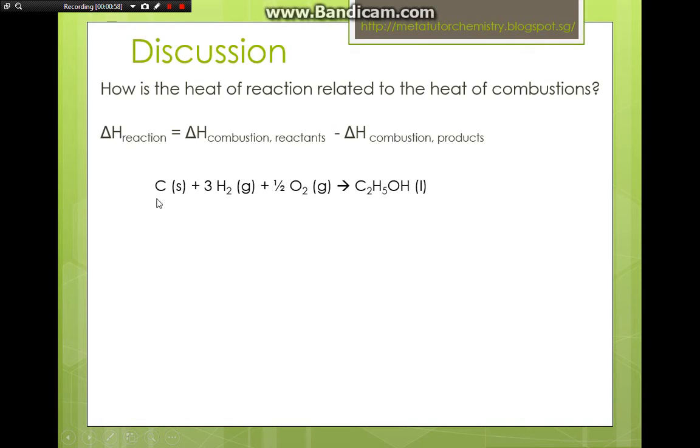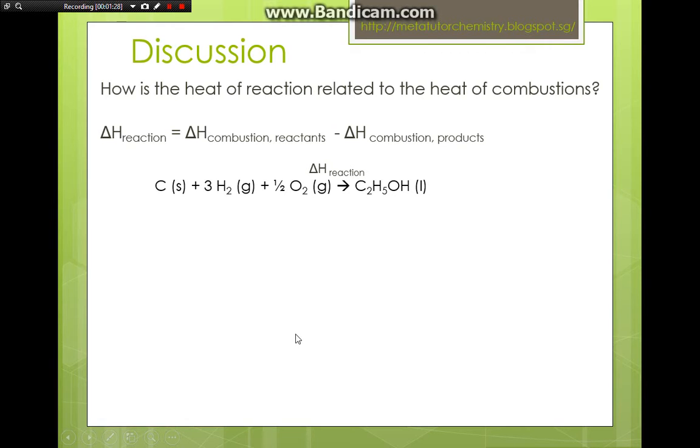Let's say we have this as this equation: carbon, hydrogen, oxygen forming ethanol. In general, this is our heat of reaction. This is the reaction that we are interested in. Right, some of you who are alert, you might recognize this to be heat of formation of ethanol. Right, but no matter, in general, this is a heat of reaction. So what is the enthalpy change going from left to right?